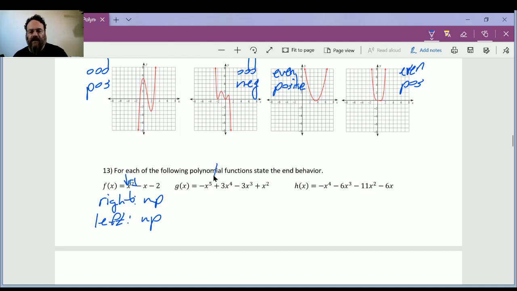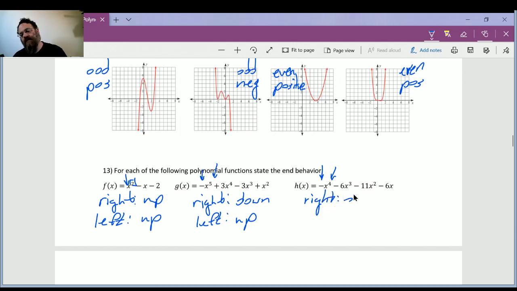This one here is odd. That is negative. An odd one, the right side goes down, and the left side goes up. And then this one right here, that's an even number, that's 4. And that's an odd number, a negative 1. So the right side is going to go down, and the left side is going to go down.